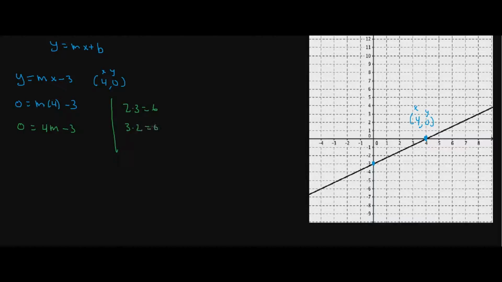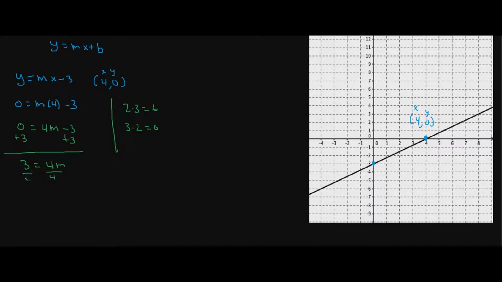3 times 2 is 6, all right? So even though it was m times 4, I just rewrote it as 4 times m. You could just do that. 2 times 3 is 6, 3 times 2 is 6, doesn't matter the order. Okay, now we're going to add 3 to both sides. And I'm going to get 3 is equal to 4m.